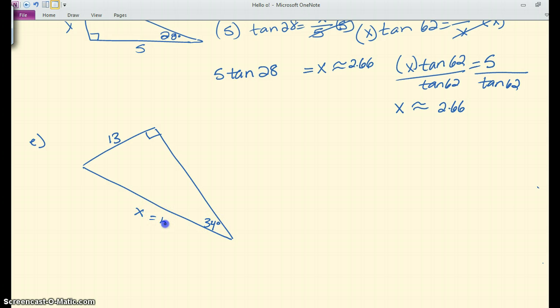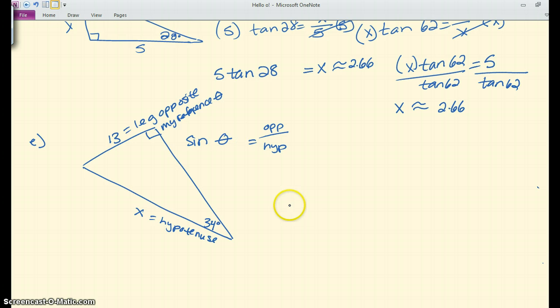I see the hypotenuse, and I see the leg opposite 34, which is my reference angle in this case. So opposite over hypotenuse matches my definition for the sine of theta. So I'm going to apply sine 34 equals 13 over x.